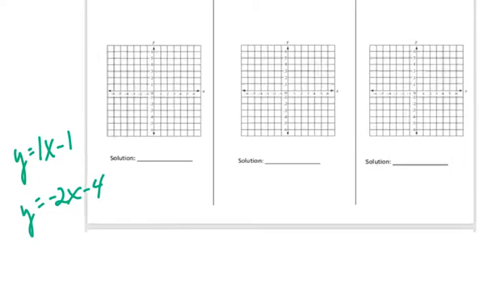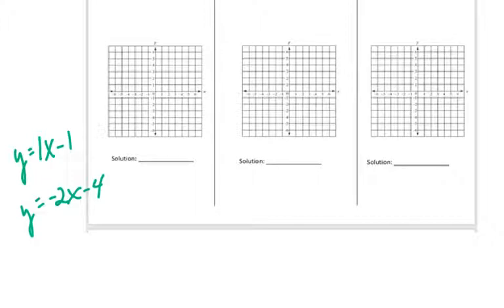Okay, so now that I have my 2 equations, I can graph. First equation begins at negative 1, and it goes up 1 to the right 1. Up 1 over 1, up 1 over 1. Okay, so that's my first equation. My second equation has a y-intercept of negative 4. This one goes down 2 because it's negative, and over 1. Same pattern in the other direction.